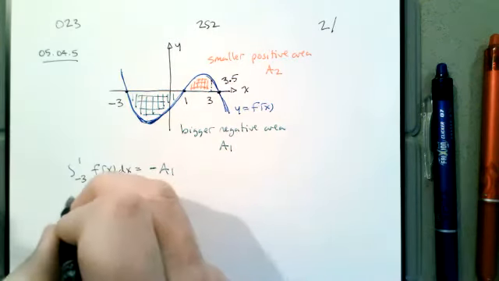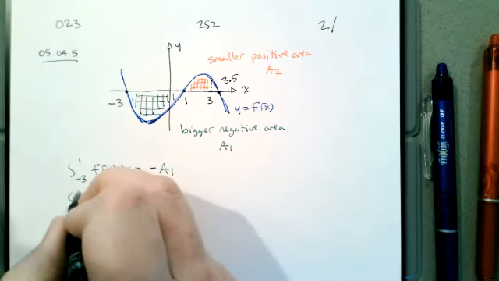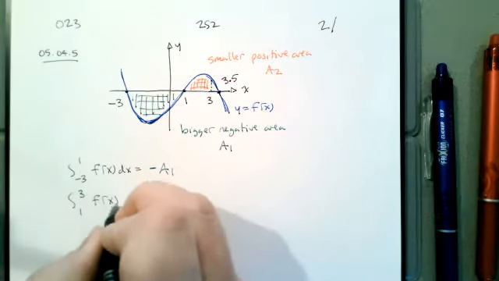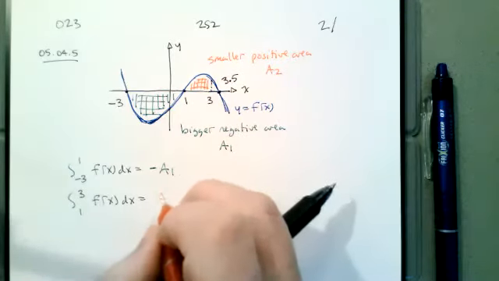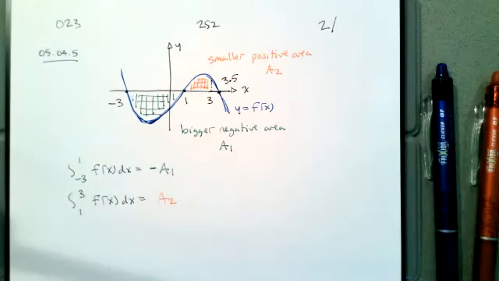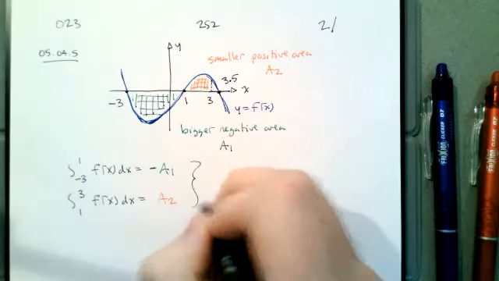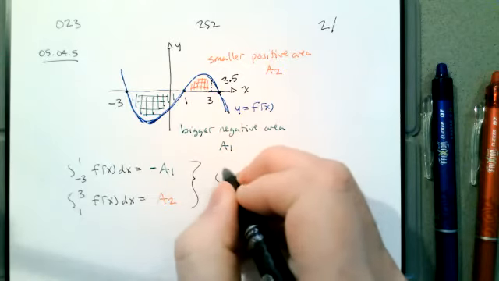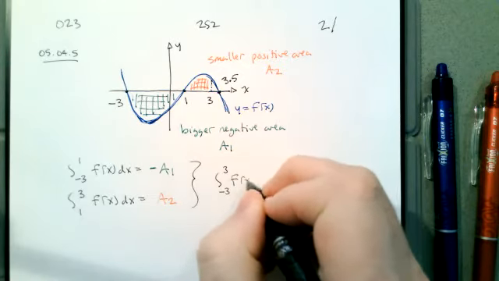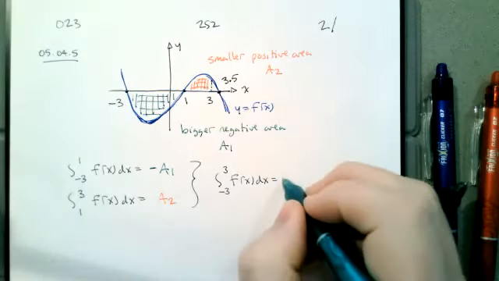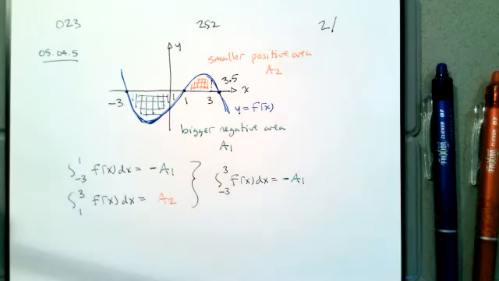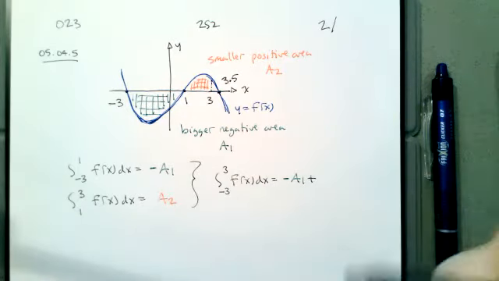And the integral from 1 to 3 of f of x dx, now we're above the x-axis. That'll be whatever our positive area is. So if we combine these two together, the integral from -3 to 3 of f of x dx is, we'll have some negative area, so -A1. And this process is additive, so we'll just add A2.